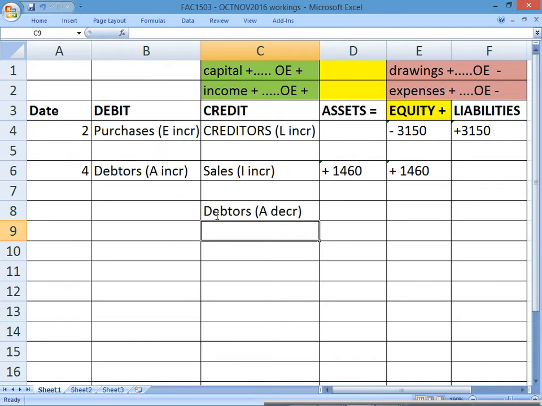You're not going to have a debtor if they've returned the goods that they bought. The debt has come down. Are you going to have a sale when they return the goods to you? No, you won't. And you'll have a sales return. Expense increase.